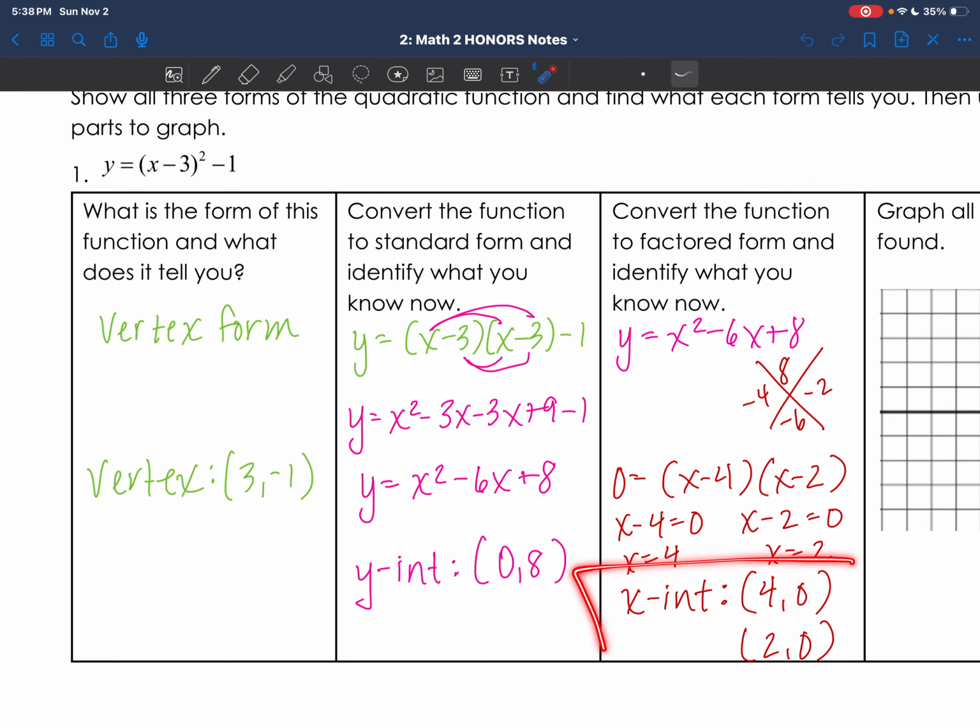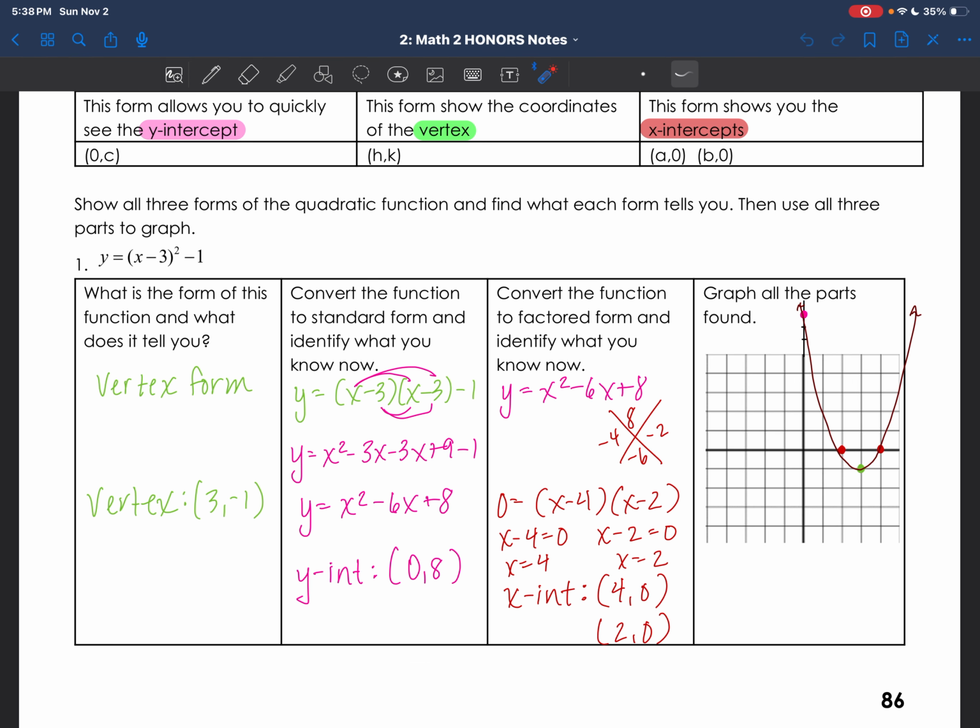So now that we have all of these pieces of information, we can go and graph it. So we've got the vertex, which is plotted right here. We've got the y-intercept, which I had to add. You'll have to extend your line up here, but I put that at about (0, 8), and then you have your x-intercepts. And now that you have these major points of your parabola, you can go ahead and graph it.